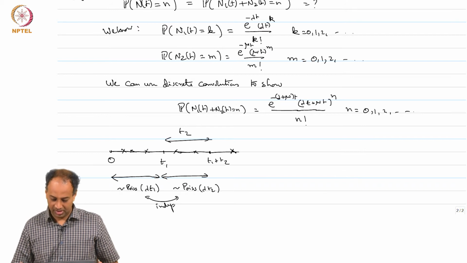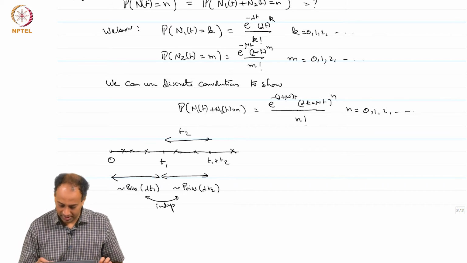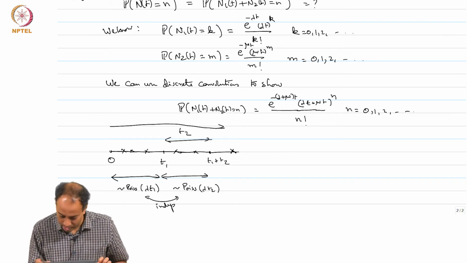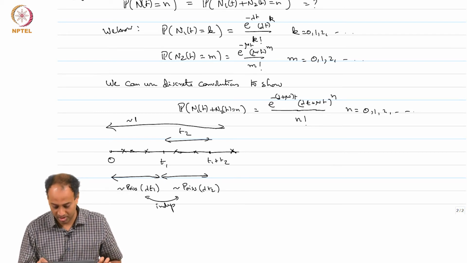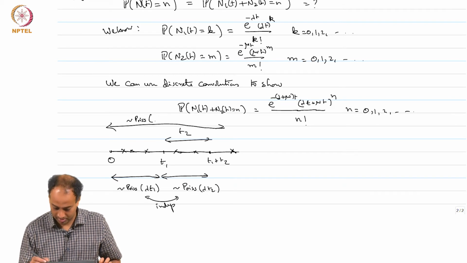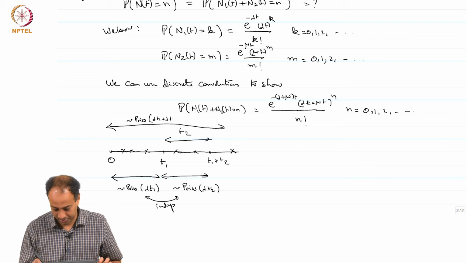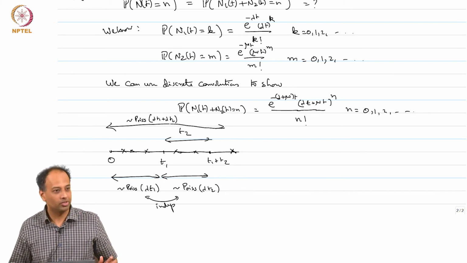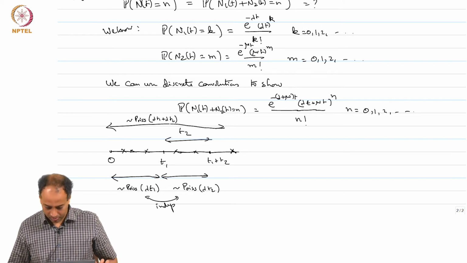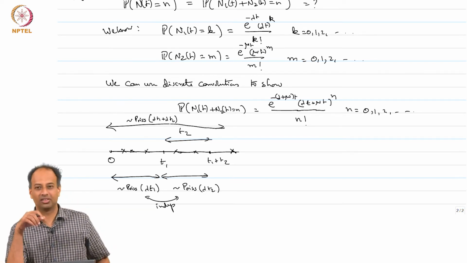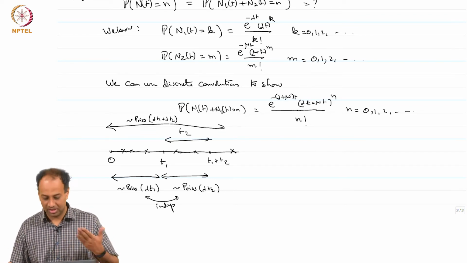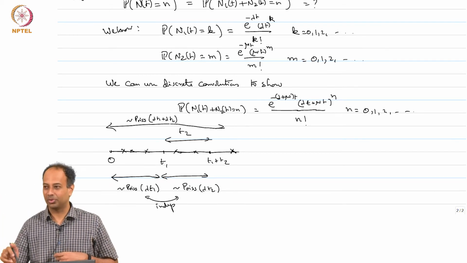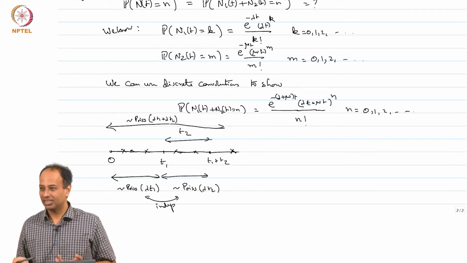Now, the total number of arrivals in this entire width, we know this to be Poisson with parameter lambda T 1 plus lambda T 2, that also we know. So what have we established? I know that the sum of two independent Poissons with parameters lambda T 1 and lambda T 2 is a Poisson with parameter lambda T 1 plus lambda T 2, the parameters are getting added up. That is all that I want.